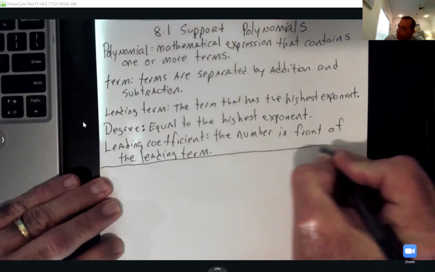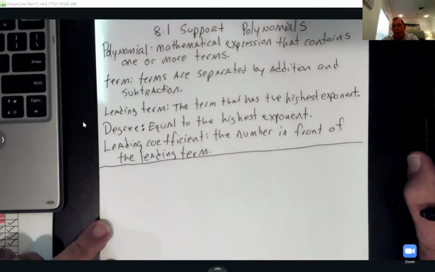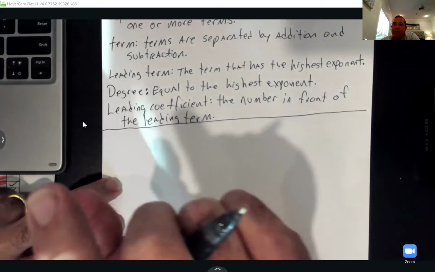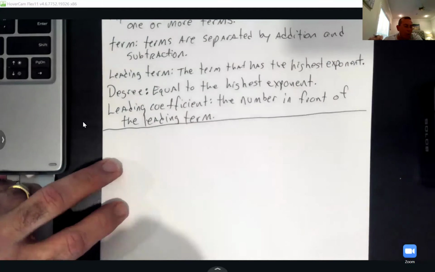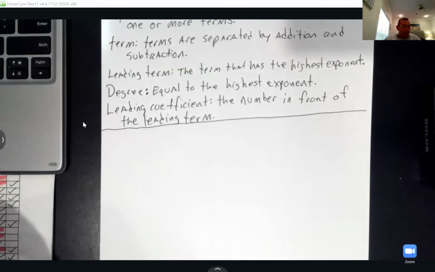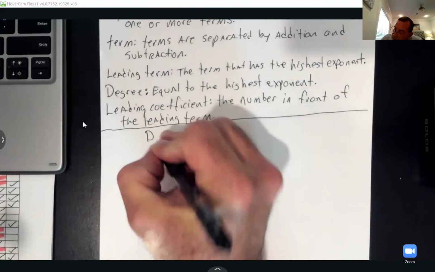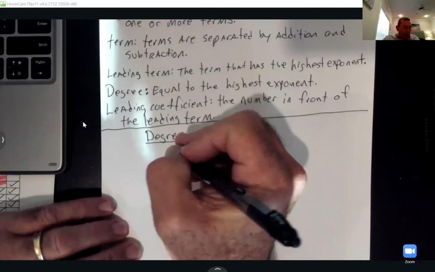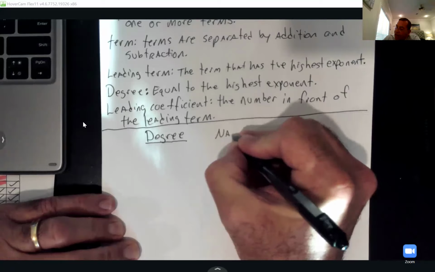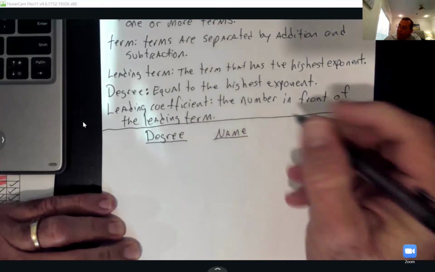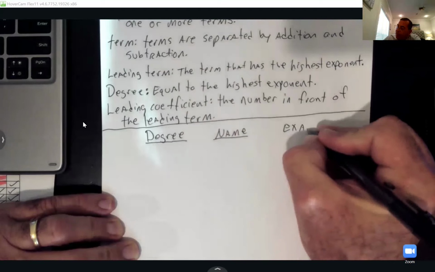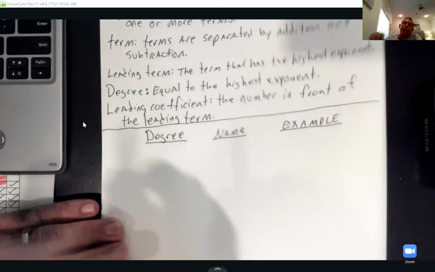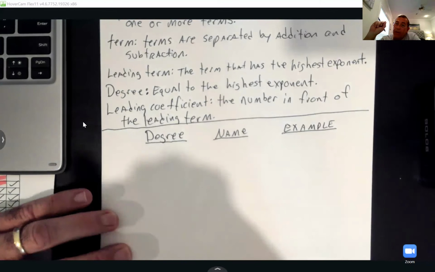Now, we're going to look at a chart that shows us how we make the names of these polynomials. And what we look at on that is the degree. So we're going to make a little chart. First column will be the degree. Then we'll have the name of that polynomial. And then we'll give an example. So remember, the degree is going to be equal to the highest exponent of it, okay?